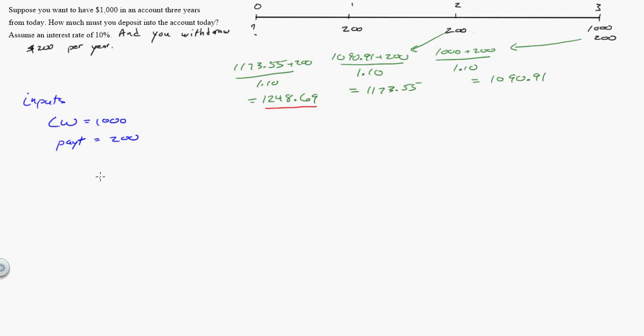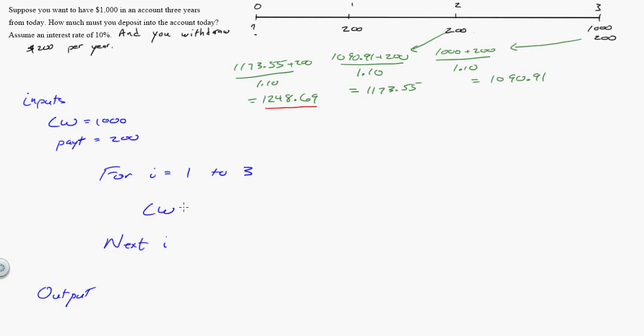So I'm going to do my for next loop. So for I equals 1 to 3, I do something inside the loop, and then next I, and then my output. So I'm going to do this calculation inside this loop 3 times. So what's that calculation look like?